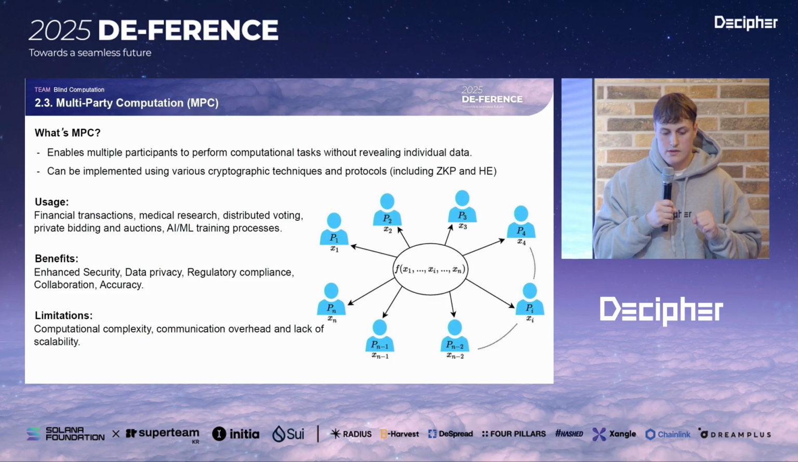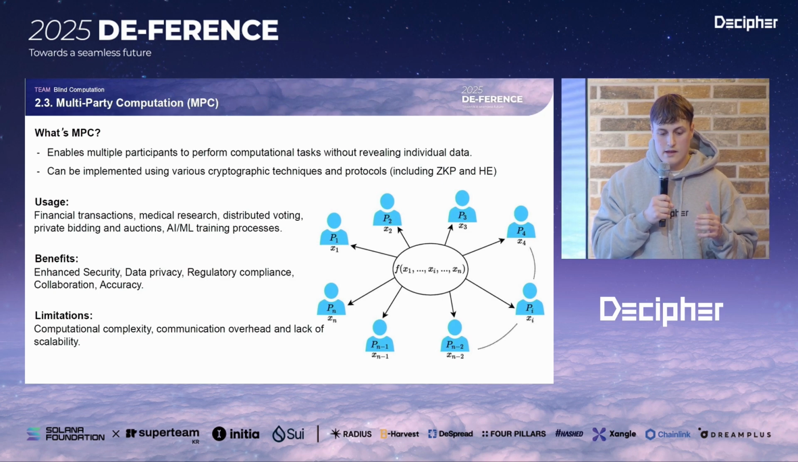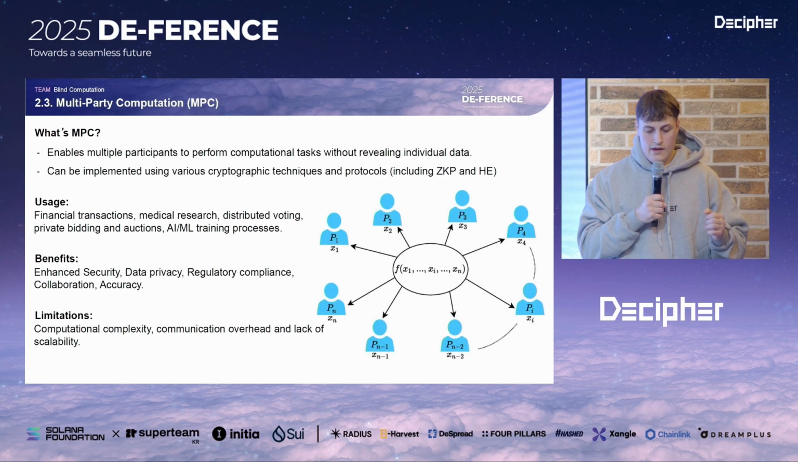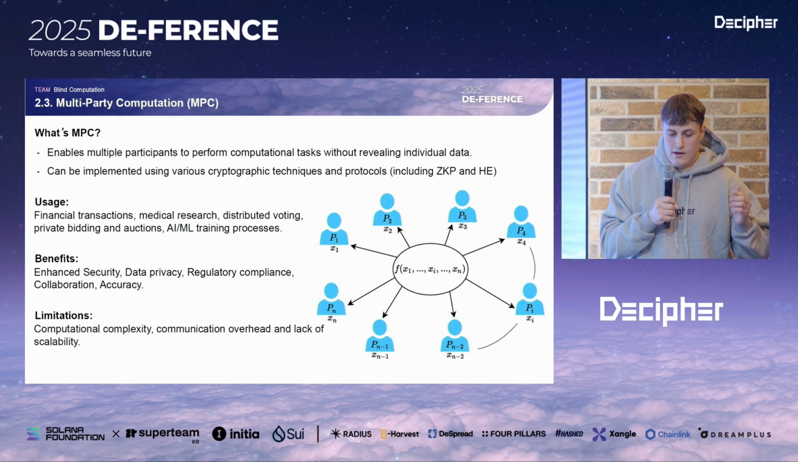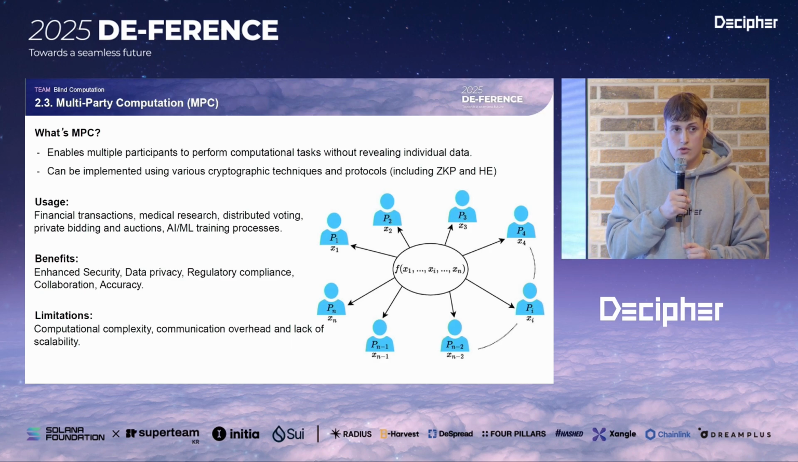It's the most widely adopted tech among the discussed ones, and it can be used for secure financial transactions, medical research, distributed voting, and private bidding, as it's being used in the Danish sugar beet auction. Basically, it can be used in any case where sensitive information needs to be processed or analyzed. It provides security, privacy, regulatory compliance, opportunity for collaboration, and even accuracy. However, it faces problems like computational complexity, communication overhead, and lack of scalability.